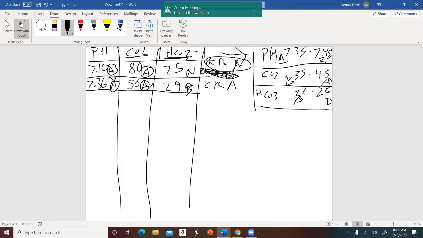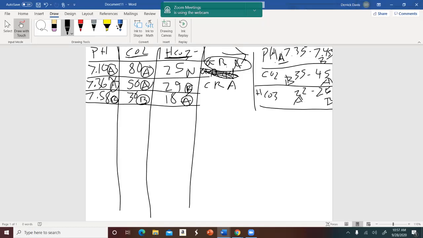Let's do another one. Let's just keep on going down here. 7.58, a CO2 of 30, and a bicarb of 18. Okay, 7.58, 30, and 18. So let's start at the beginning. 7.58 is basic, so I'm going to put a B there. CO2 of 30 is also basic, so I'll put a B there. And a bicarb of 18 is acidic.